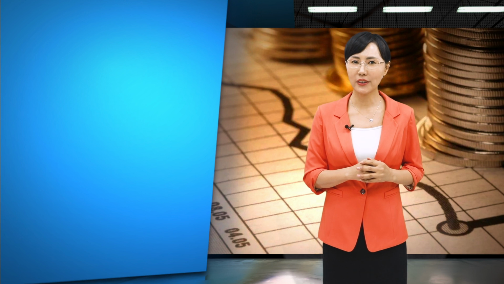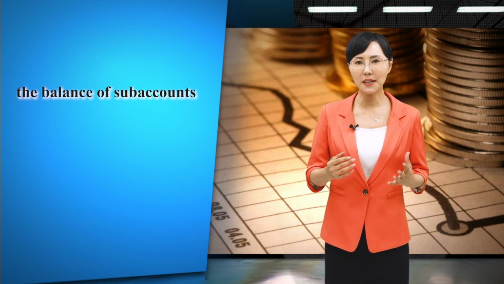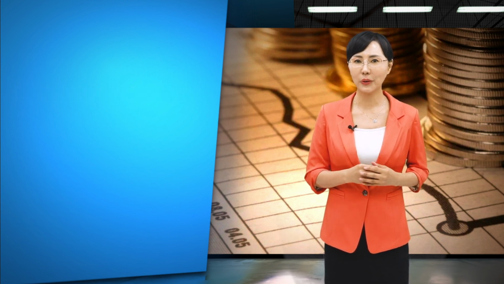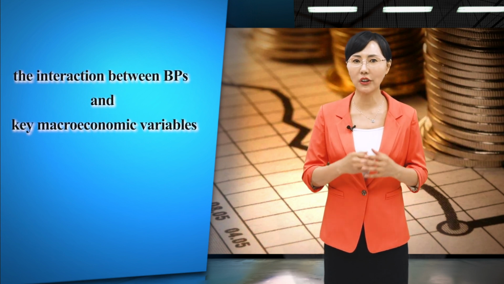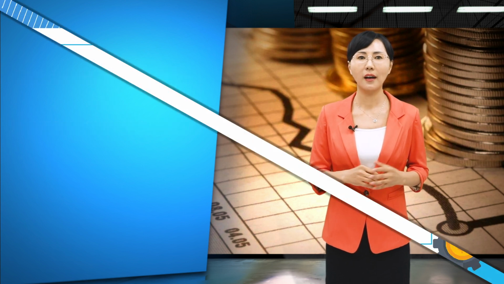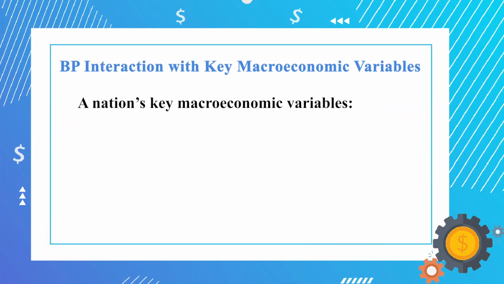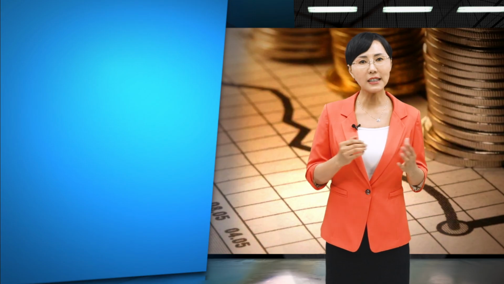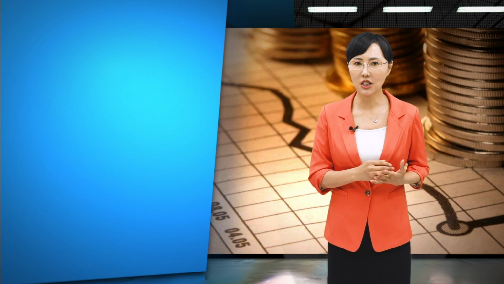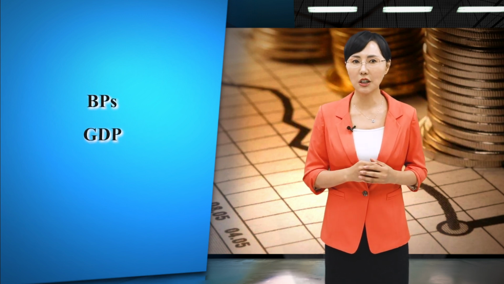In the last two videos, we analyzed the balance of sub-accounts. In this video, we'll analyze the interaction between BPs and key macroeconomic variables. A nation's BP interacts with nearly all of its key macroeconomic variables, including gross domestic product, interest rates, inflation rates, exchange rates. Firstly, let's examine the interaction between BPs and GDP.